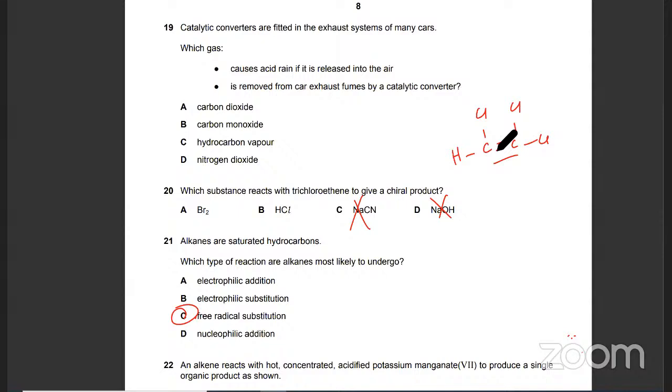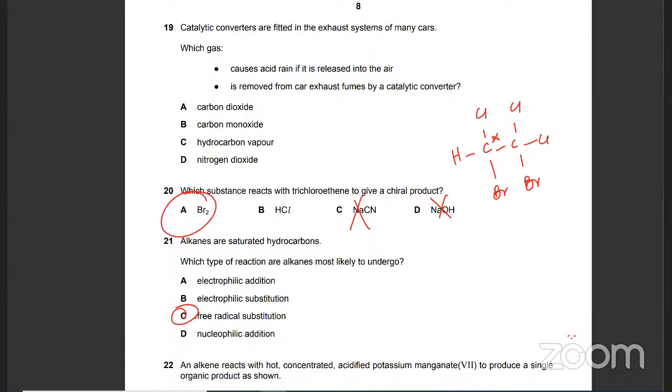So Br2. Yes, sir. So let's say Br2. If I add Br2, will it be chiral? Why can't NaCN react? The NaCN will react. So this is chiral, right?